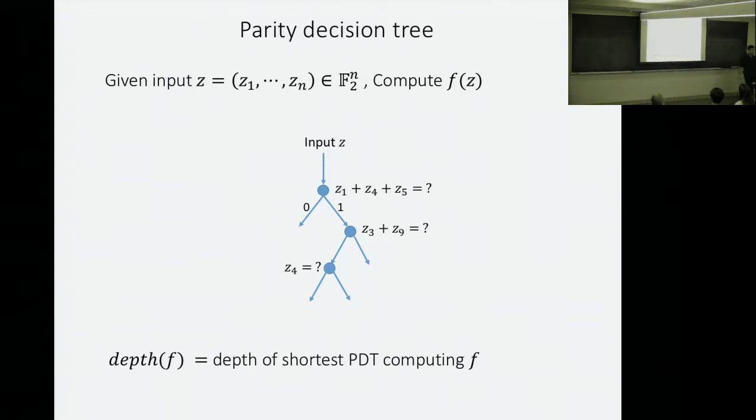Sorry, where is f in this tree? What does this tree have to do with f? This at the end has to compute the value of f. So this tree corresponds to f. For example, if this gets input z, and then you ask a few questions, at the end this leaf has a value of 0 or 1. So this 0 means f of z is 0. I see. Thank you.